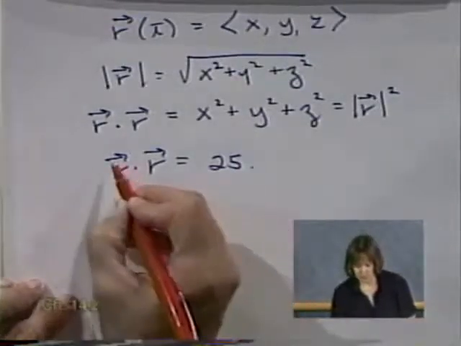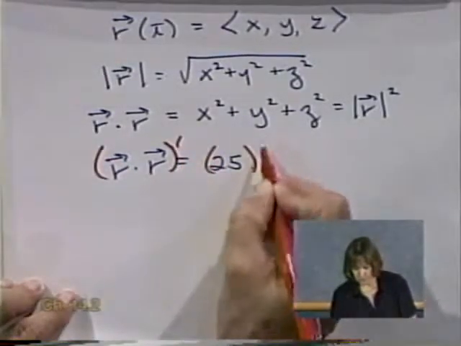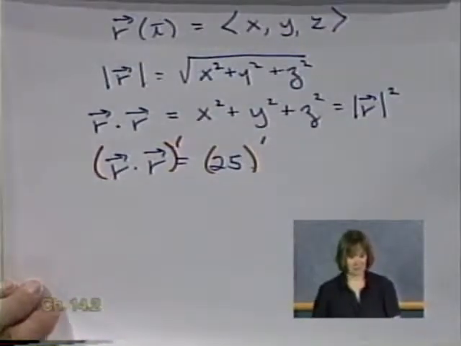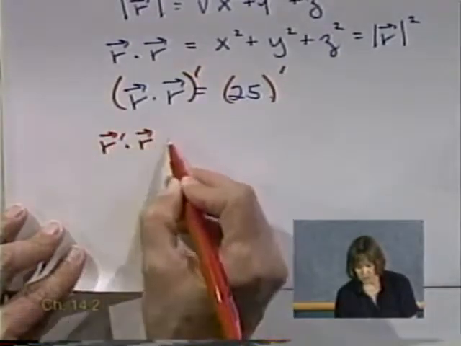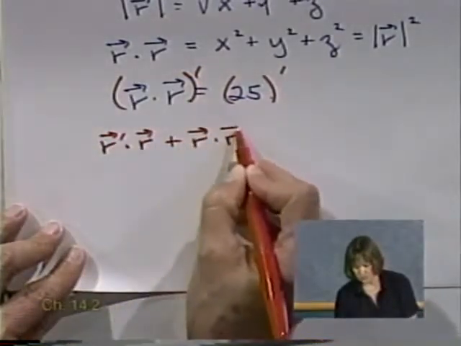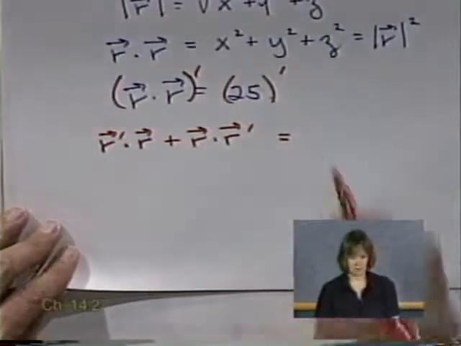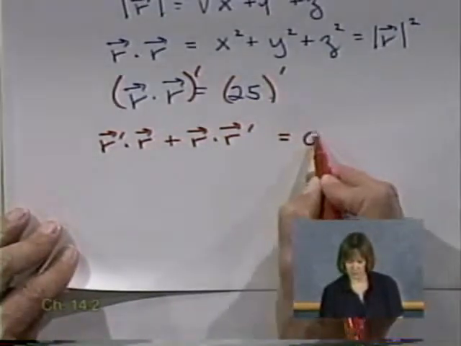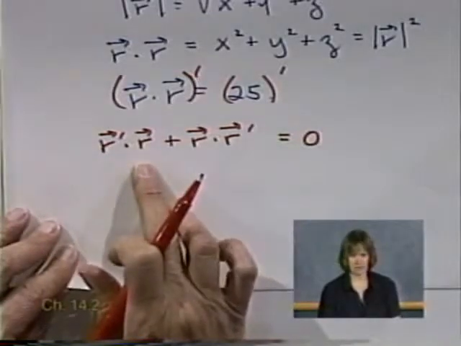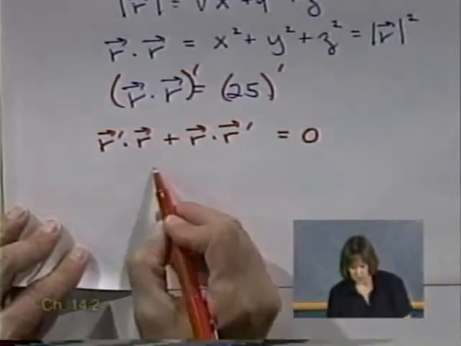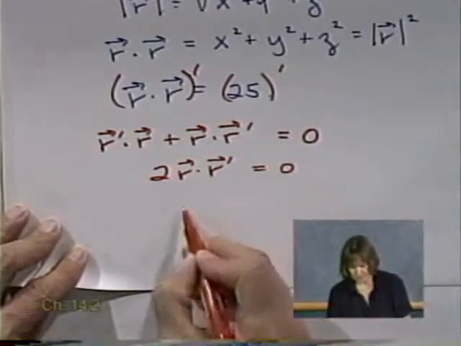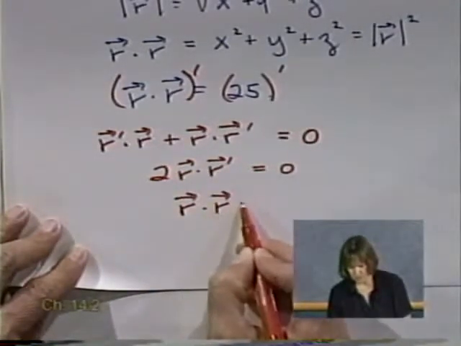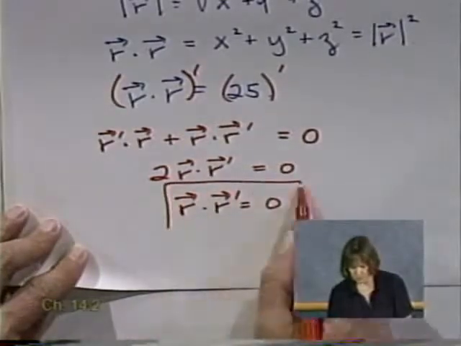Okay? All right. Any vector dotted with itself is what you will get is its length squared. Now guys, what I'm going to do is I'm going to differentiate both sides. Using the product rule that we had a few minutes ago, the derivative of this is going to be r prime dotted with r plus r dotted with r prime. What's the derivative of 25? 0. Dot product is commutative, right? A dot b is the same as b dot a. So this is 2 times r dot r prime. If I divide by 2 on both sides, r dot r prime is 0.